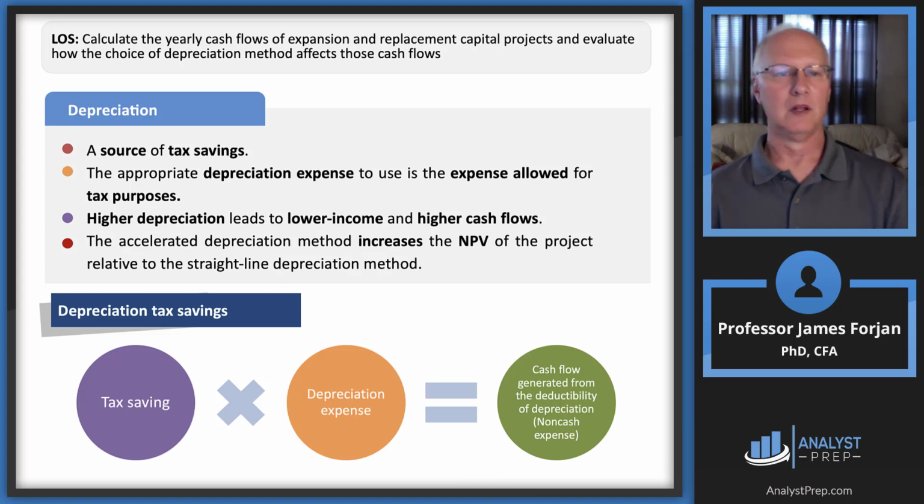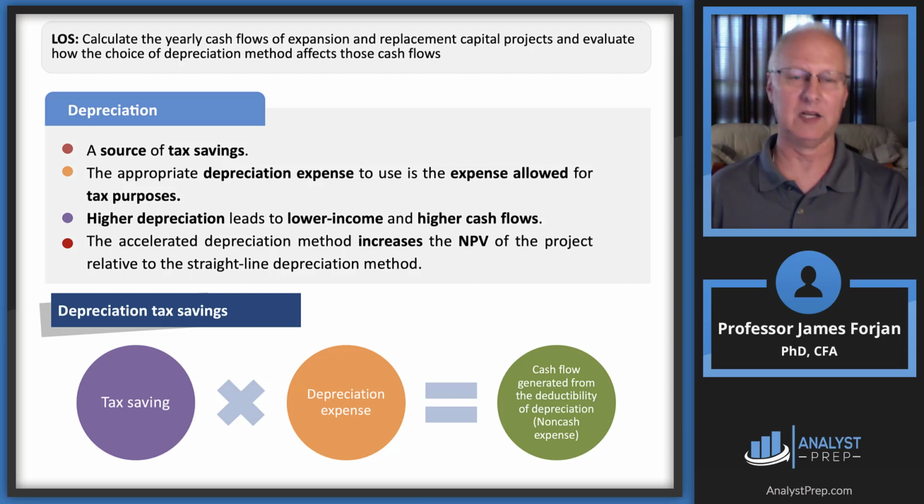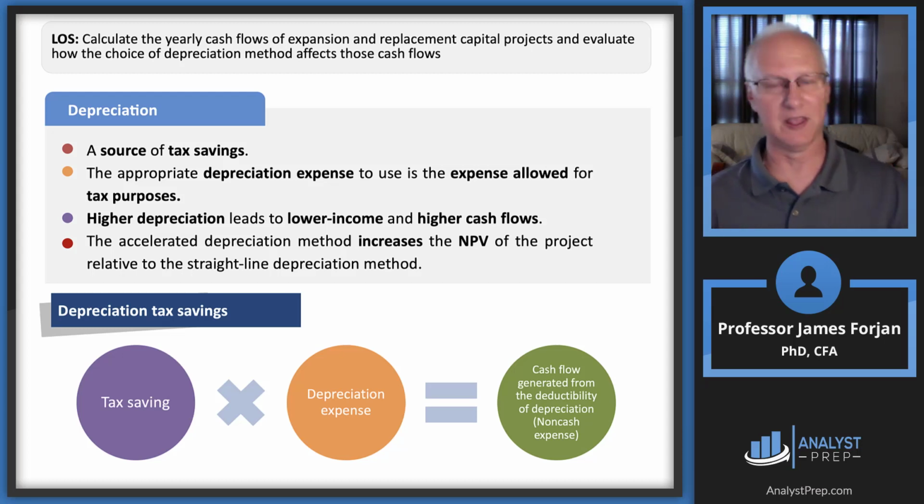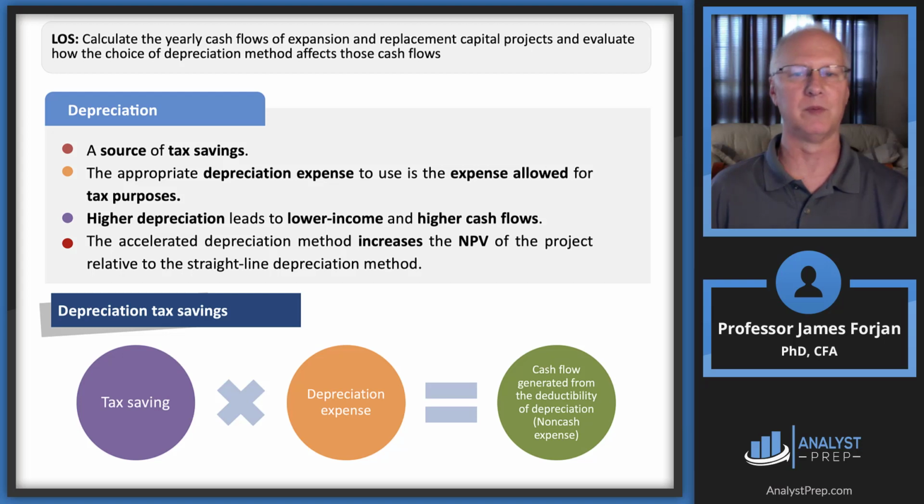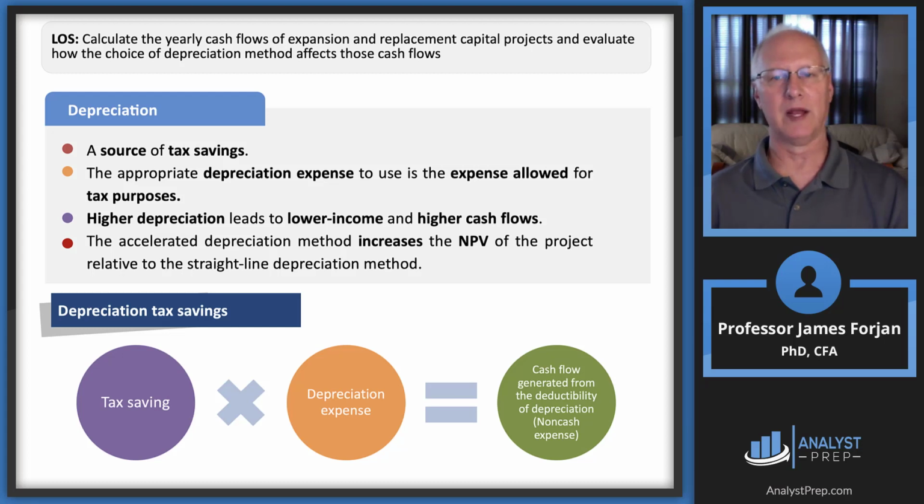Well, what would happen? Look at that third orange, purple circle point. Higher depreciation leads to, forget about the lower income there for just a second, higher cash flows because we have a higher reduction in tax liability. Now, it will also lead to lower net income. Of course, it will. The difference between net income and cash flow is a bunch of things, but a primary difference is the treatment of depreciation. So look at the last red arrow point. This is what I was saying just a second ago. Accelerated depreciation method increases the net present value of a project relative to straight line depreciation methods.